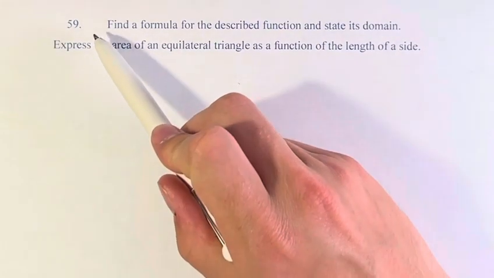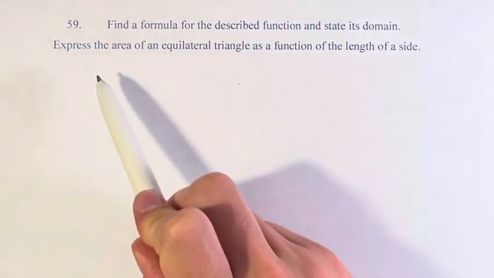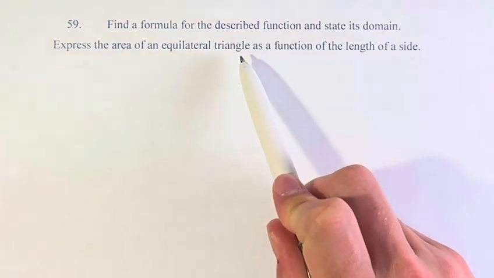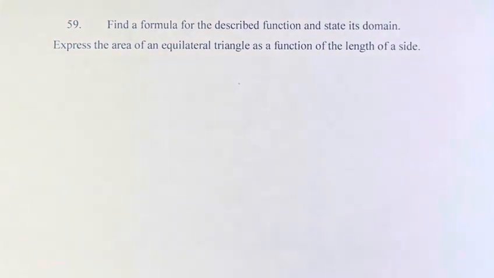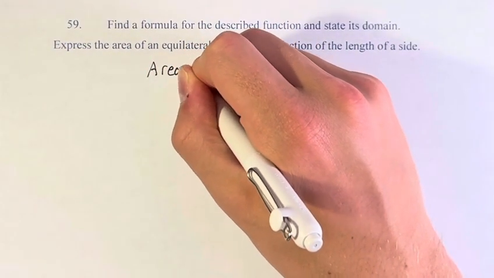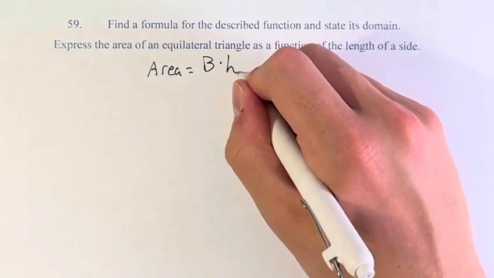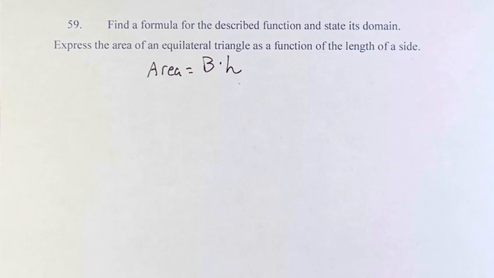In this problem, we're asked to find a formula for the described function in stated domain. In this case, express the area of an equilateral triangle as a function of the length of a side. So when we're looking at the area of a triangle, that's equal to the base of the triangle, its length, times the height of the triangle.